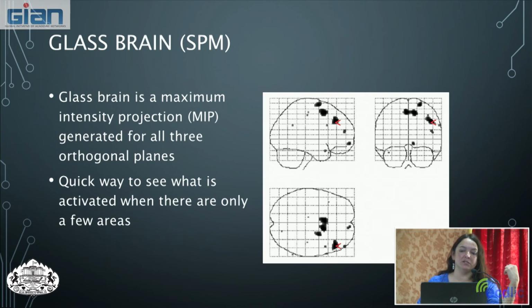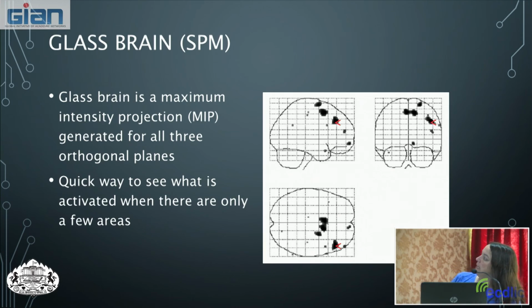Another thing that's used in SPM and also some other software programs is what's called the glass brain. The glass brain is a quick way to see where there's activation. What this shows is 3 slices of the brain. At the top left, we have the sagittal view. Top right, we have the coronal view, and the bottom left here, we have the axial view. These all show the same activation points on the different views. And these are the 3 orthogonal planes again: the sagittal, coronal, and axial.